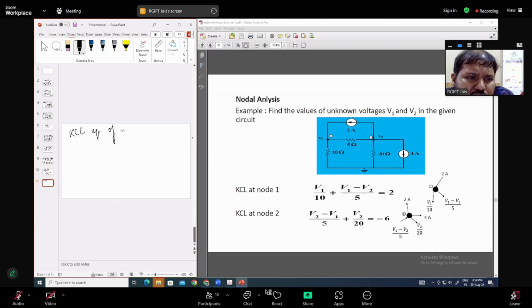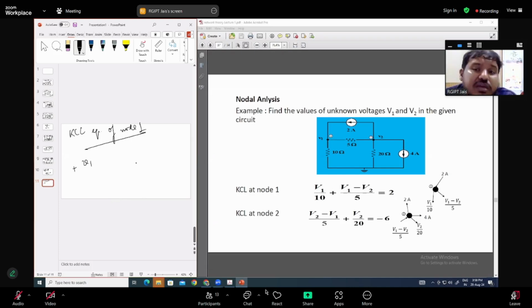equation of node 1, then the voltage that you have considered for that particular node is the highest one. So it is V1. Consider this branch. What is the current flowing through it? V1 is the highest potential, and this end is grounded. So the current will flow from higher potential to lower potential, going out from this node. So it will be plus sign.